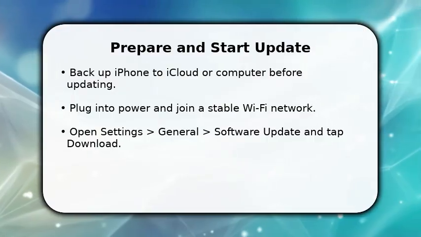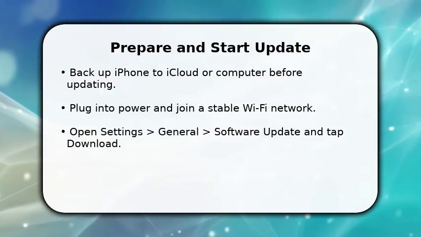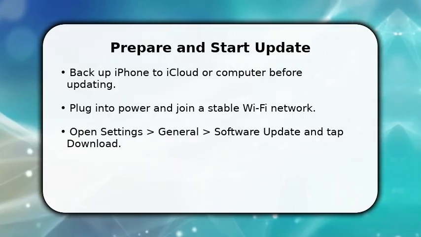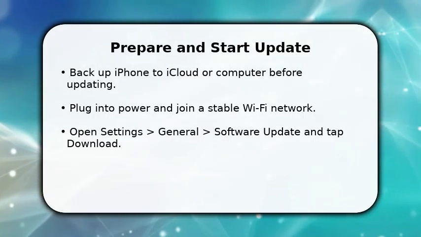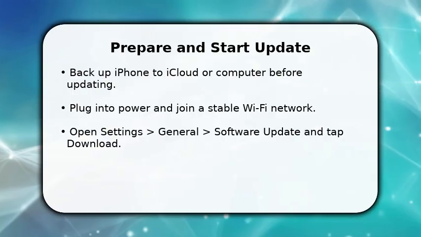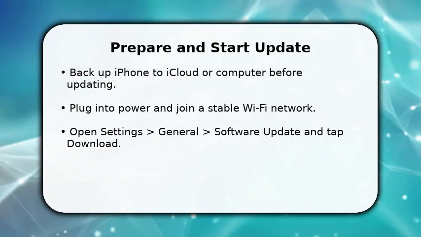You begin with essential safety steps. Back up your iPhone to iCloud or to your computer so you can recover if anything goes wrong. Once done, plug the device into power and connect to a stable Wi-Fi network to prevent interruptions and avoid mobile data charges. Then go to Settings, choose General, tap Software Update, and hit Download.